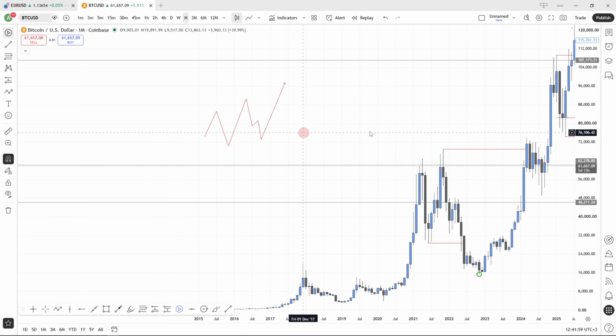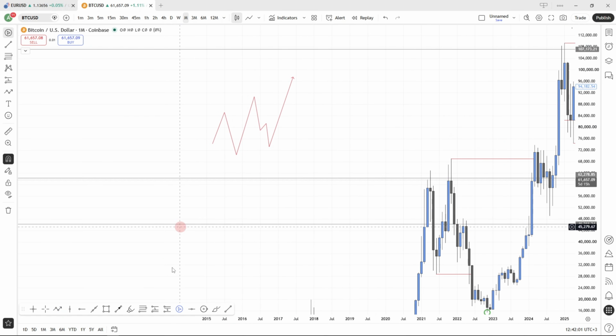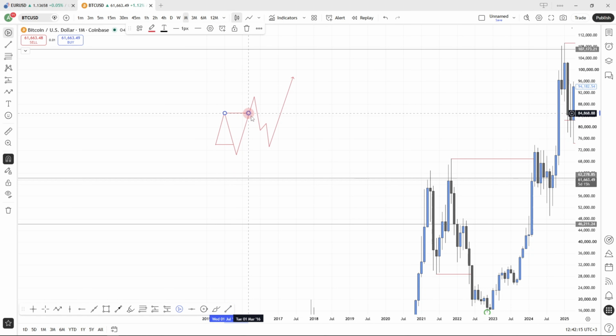So this is what we call a sweep of liquidity right here. This is where we have a sweep of liquidity. At that point, that is a sweep of liquidity, and then we have a breakout. So once you've had a sweep and a breakout, what do you mark? You mark your point of interest.